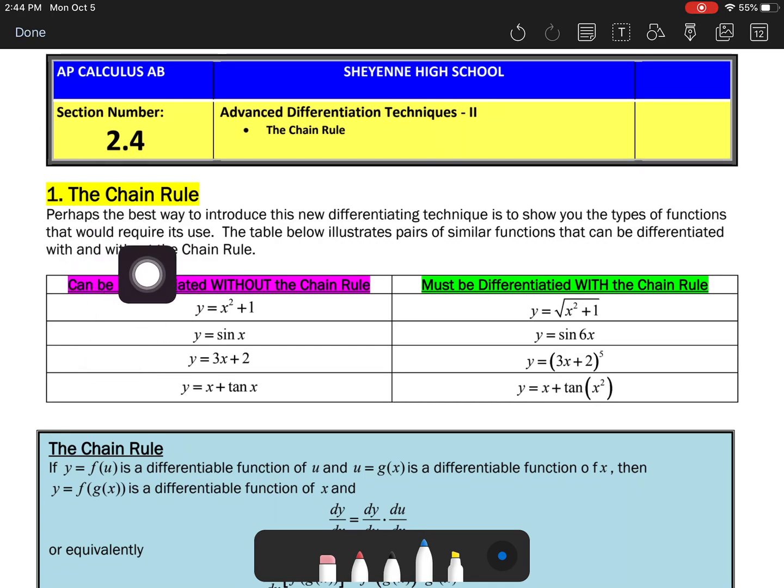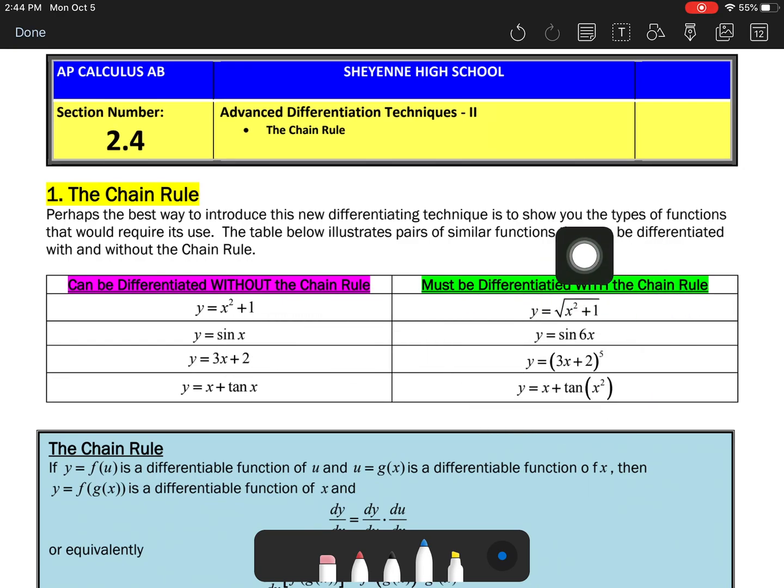So it says the best way to introduce this new differentiating technique is to show you types of functions that would require its use. So the table below illustrates pairs of similar functions that can be differentiated with and without the chain rule. On the left side, these are functions that do not require the chain rule. Over on the right side, these ones do require the chain rule.